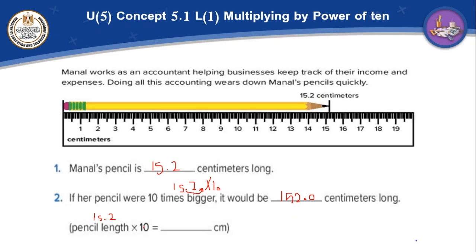152 and put 0. Okay, 1, 5, 2, 0, with another way to solve and get the product: put the decimal point from right to left after one digit, or one decimal place. Okay, this method and this other method.